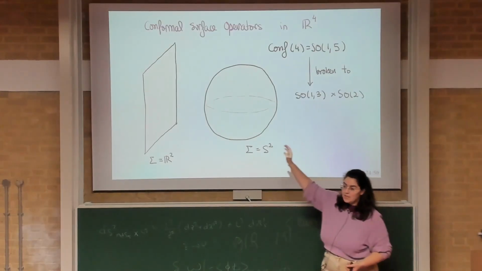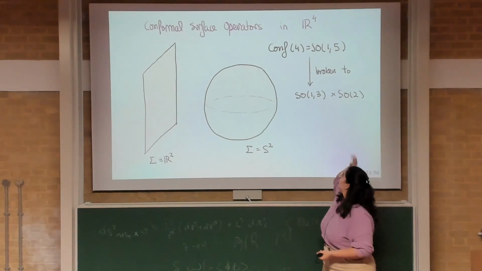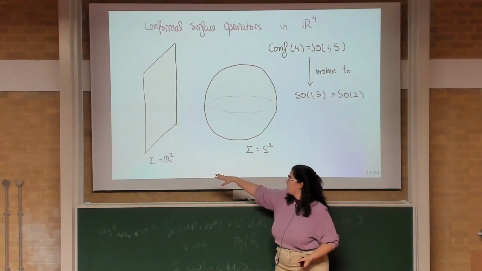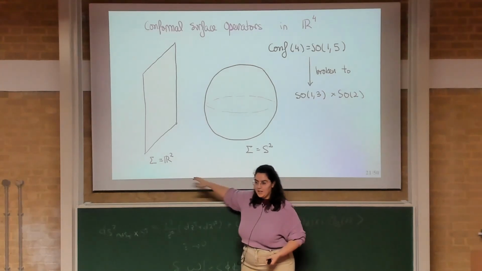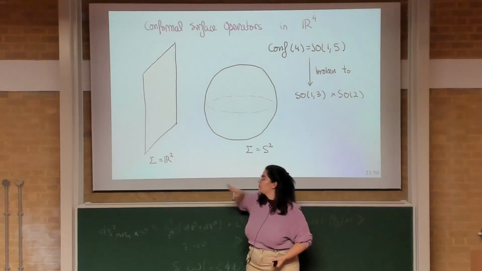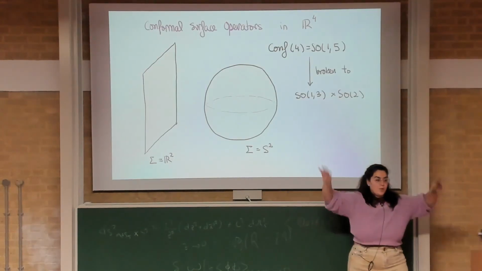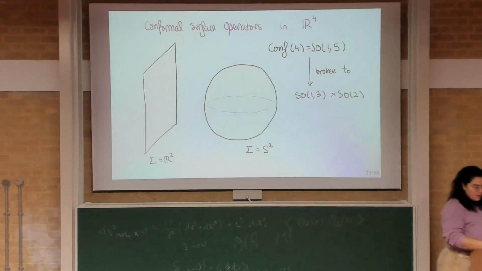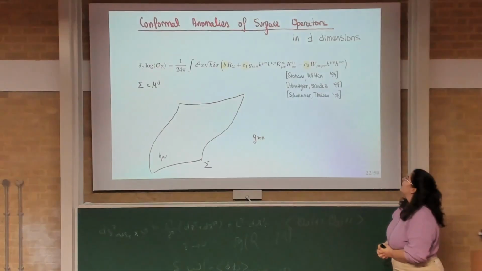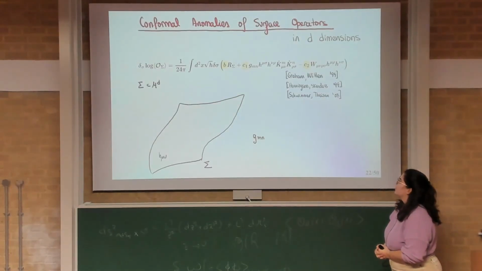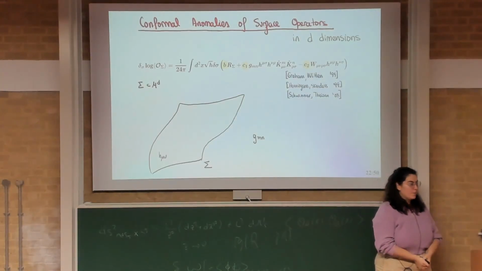So this is a conformal surface operator. We have this 2-dimensional manifold in R^4, and for it to be conformal and supersymmetric, you cannot pick any manifold. You need to restrict to the plane or the sphere. And you see that the 4-dimensional conformal group is broken, as we learned yesterday. And in particular, you can study what the conformal anomalies of this surface operator are.